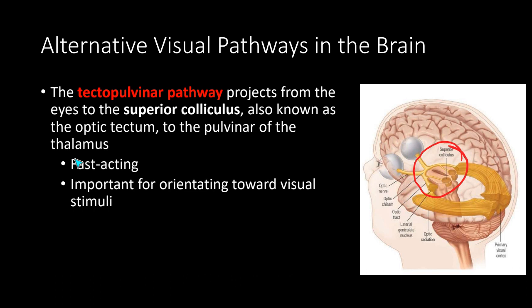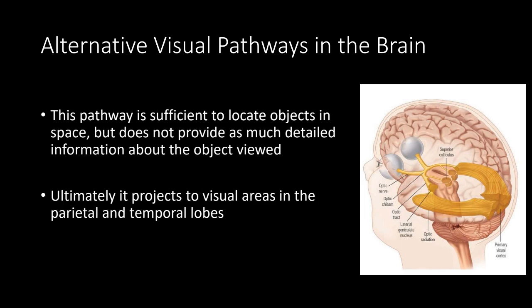So, when you see that flash out of the corner of your eye, you don't know what it is until you orient and you can see what it is. So this pathway is important for visual orienting, quickly locating objects in space, but it doesn't tell us what the object is. It doesn't provide detailed information about what we're looking at.